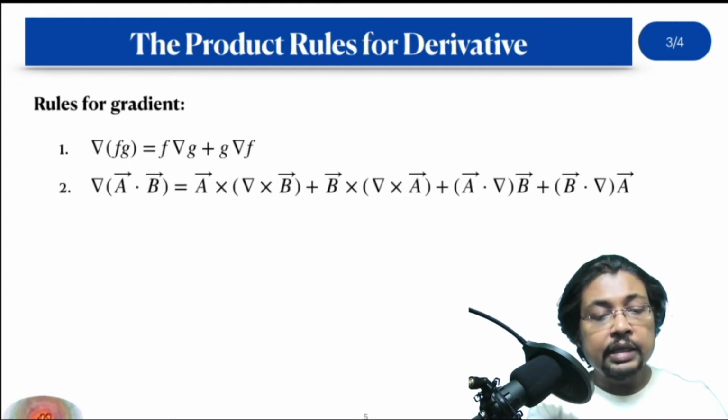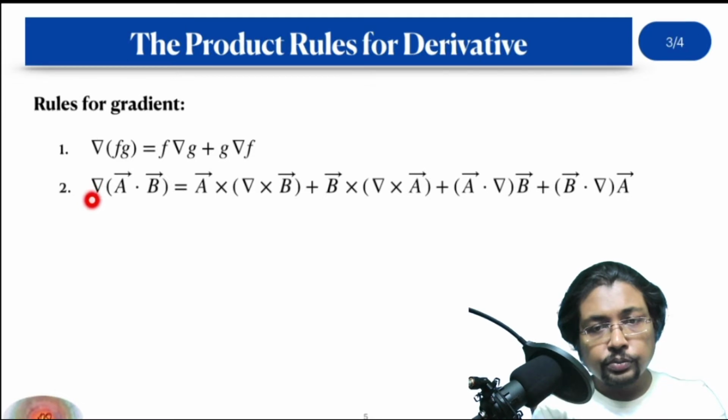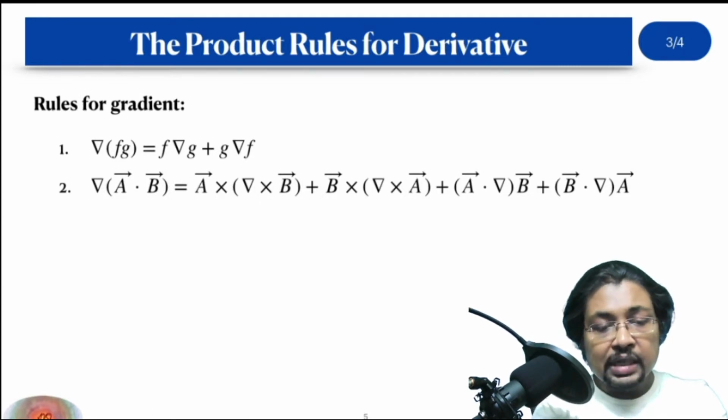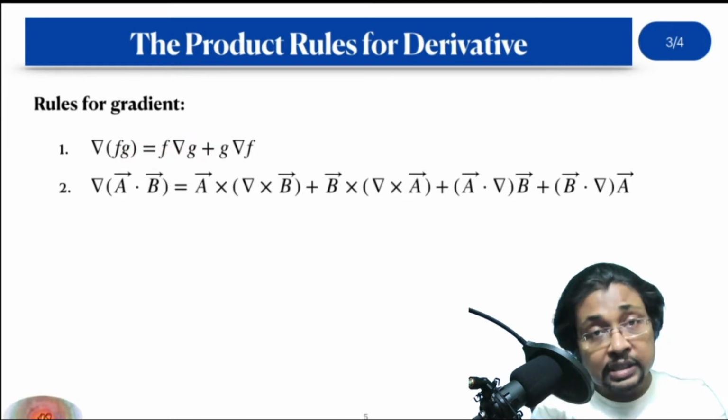The new one is this one, the gradient of A dot B, that means the gradient of the dot product, because since the dot product of two vectors generates a scalar, we can easily apply the gradient operation over here. So this expression, as you can see, can be written as shown over here. So what is the significance of this? Basically, this gradient operation is also following the same operation that I have written over here for the scalar product.